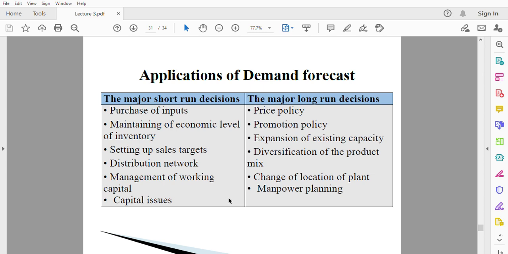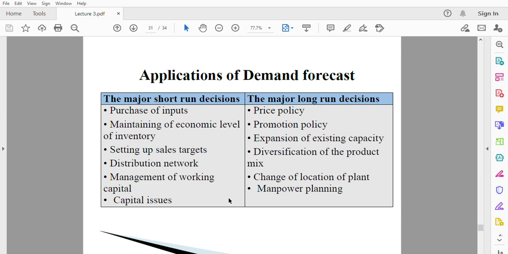Now, what are some of the applications of demand forecast? It has implications in the short run in making decisions and also in the long run. So the major short-run decisions are, first, purchase of goods. If you're able to forecast your demand accurately with a lot of precision, it will help you know how many inputs to purchase. The inputs are what will be used to produce the output.